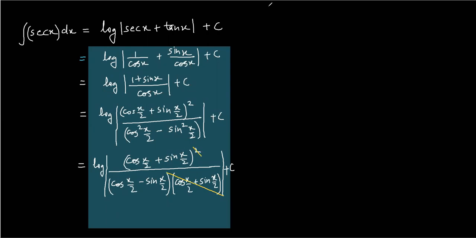So what you are left with is log of cos x by 2 plus sin x by 2 divided by cos x by 2 minus sin x by 2 plus c. What do I do next?